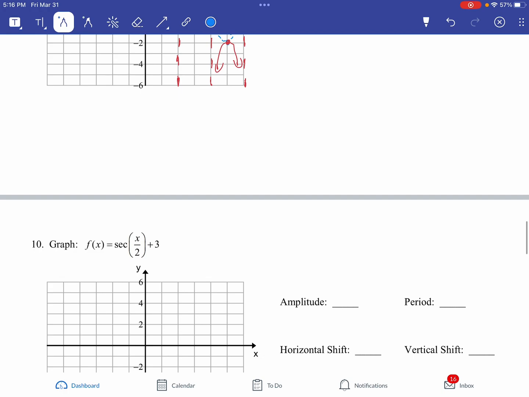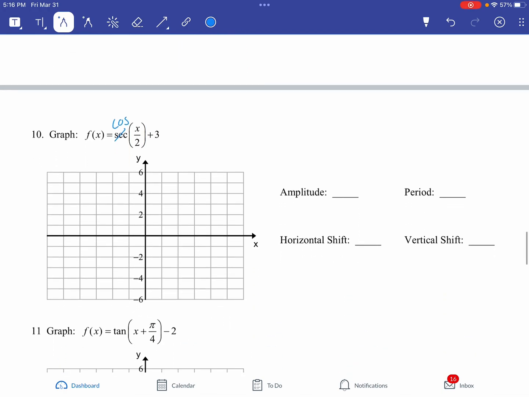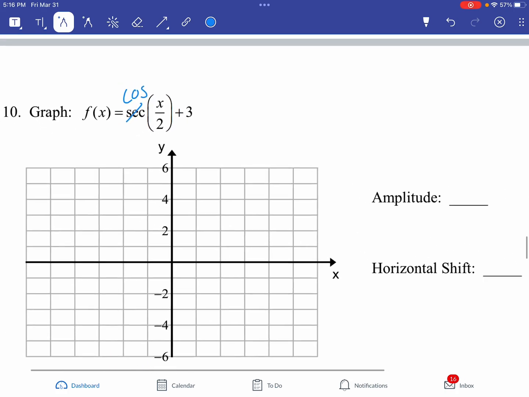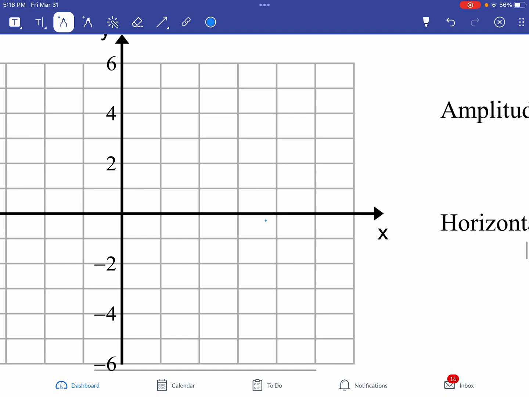Here goes secant, which is going to be cosine. So we are changing the period because x is being divided by 2. So we have x over 2 equals 2 pi. Multiply by 2 on each side. There we go. X equals 4 pi. So here's our period, 4 pi. Half of 4 is 2. Half of 2 is 1. 3 times 1 is 3.